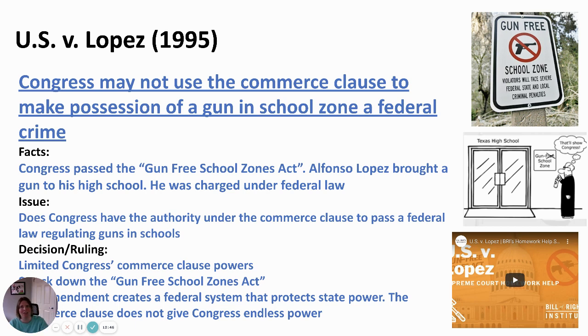From like the 1930s up until 1995, Congress was really allowed to use the Commerce Clause as kind of a blank check to write whatever laws they wanted to. They would just always connect it back to business. So this limited Congress's Commerce Clause powers.